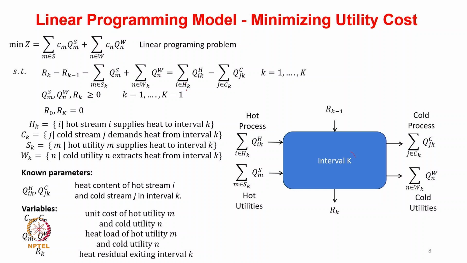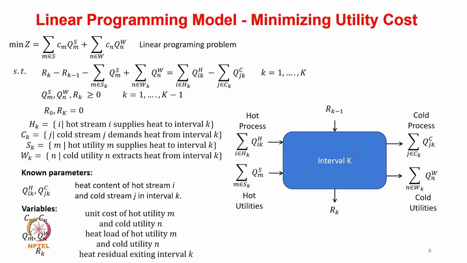So the signs got changed, therefore it is Qhik minus Qcgk, and we have put summation everywhere, because there could be multiple such streams. If there are multiple hot streams and hot utilities, cold streams and cold utilities, you lump them together by means of the summation and write the balance, and you have capital K such intervals. And now what are we interested in?